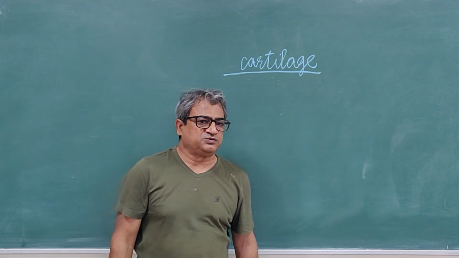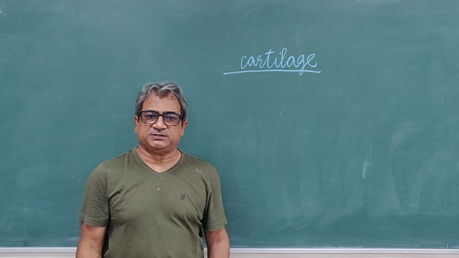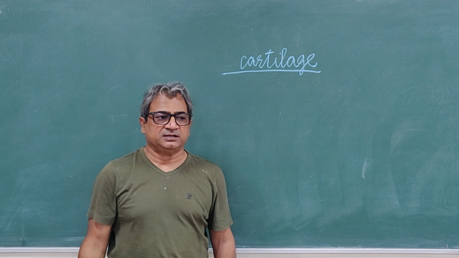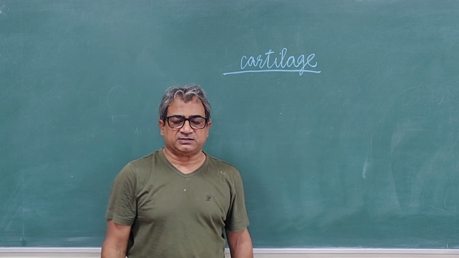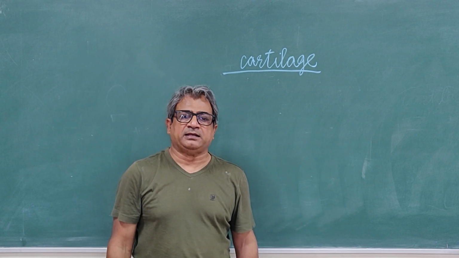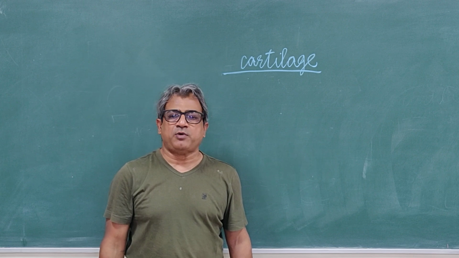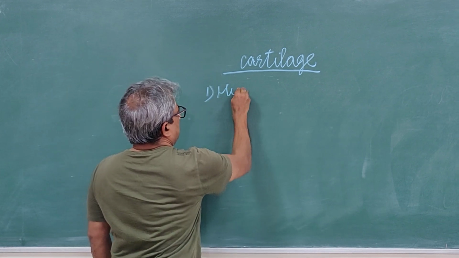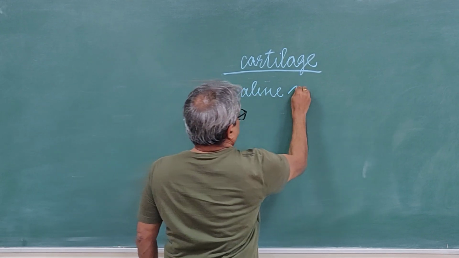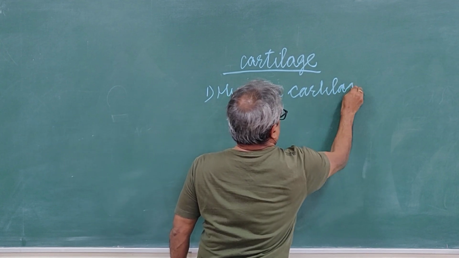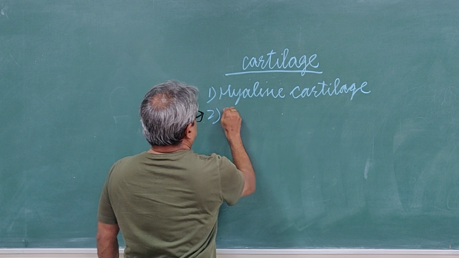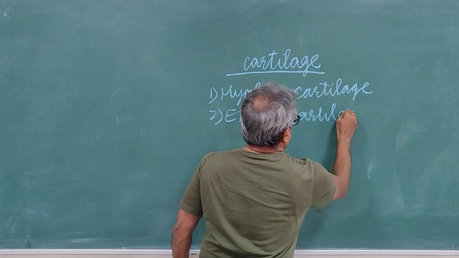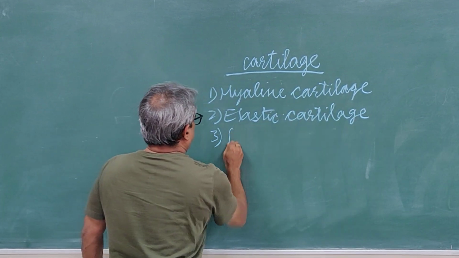Cartilage, as we know, is one of the specialized connective tissue. There are general connective tissue and the special, along with the bones, muscle, nerves. Cartilage is one of the specialized connective tissue, and we find that there are three important forms of cartilage which are seen in the body. Those important forms are hyaline cartilage, elastic cartilage, and fibrous cartilage.